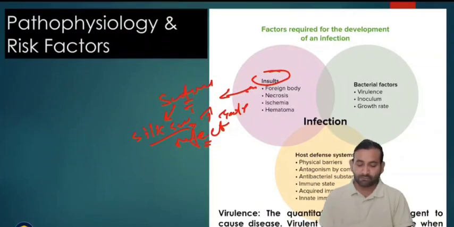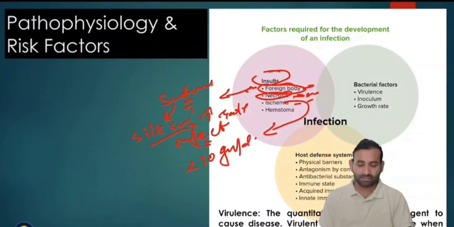Similarly, foreign body, we just discussed foreign body. Necrosis: if there is necrotic tissue, it increases the chances of infection. Similarly, ischemia. To say ischemia, we have to state one fact: if the hemoglobin is less than 10 gram per deciliter of blood, then wound healing will be delayed. If wound healing is delayed, then the chances of infection will increase.